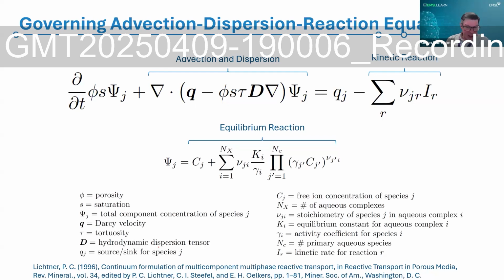Our equilibrium speciation is embedded in this capital psi term right here. This is basically where we sum the free ion concentration that I see right there, plus its stoichiometric contribution to all the secondary aqueous complexes. Now that's kind of a complex statement, but this is our equilibrium constant. We have an activity coefficient, and then we have our species concentrations. Using this algebraic equation, we embed it in the governing equation and we solve for it. That's how we solve for our equilibrium chemistry. For more information on this, I could spend 2 hours. I can honestly spend a week talking about this. So I would refer to Peter Lichtner's publication down here for more details.